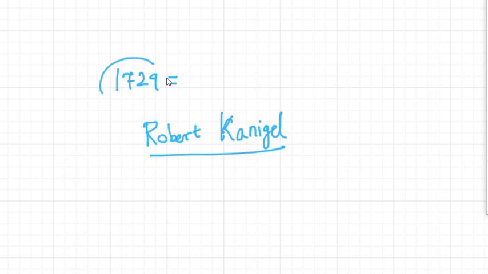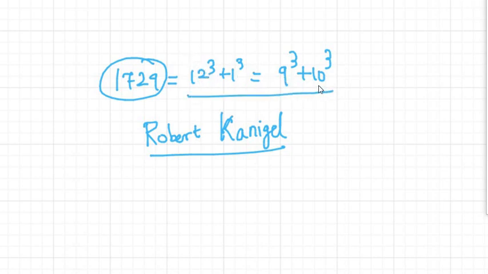So 1729, I said, can be expressed as the sum of the cubes of two numbers in only two different ways. That is nothing but 12 cube plus 1 cube, or it can be written as 9 cube plus 10 cube. 12 cube is 1728, 1728 plus 1. Only two different ways. So that means he knows each and every number. Therefore, people call him the man who knew infinity. Infinity avarukku theriyum.